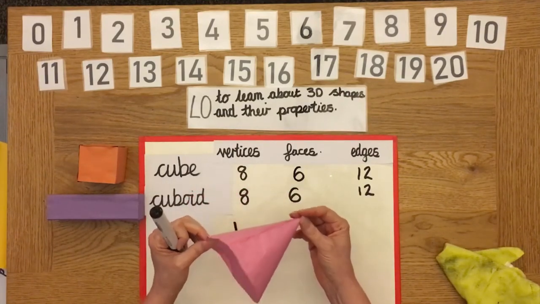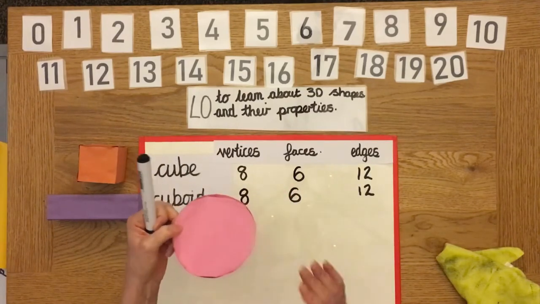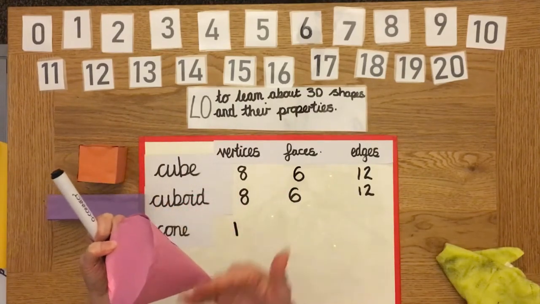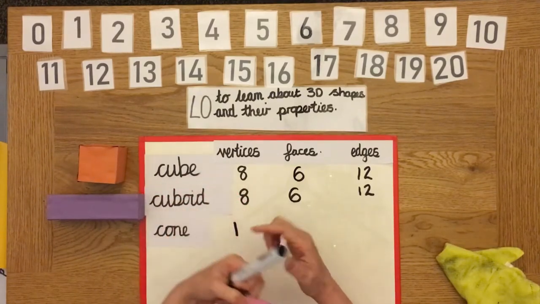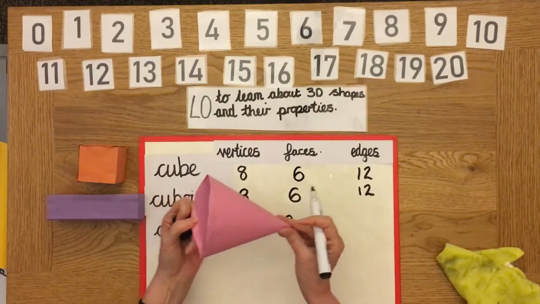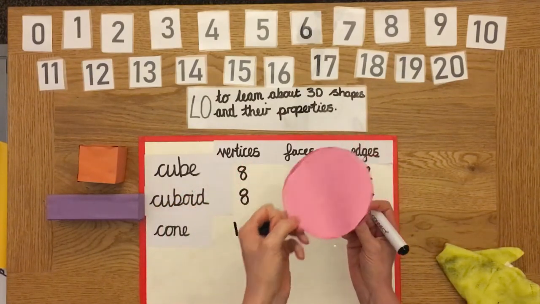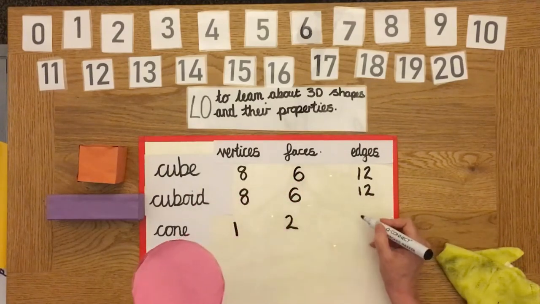Faces. There's 1 on the bottom and 1 on the outside. 1, 2. 2 faces. Edges. Can you see any edges on our cone? Yeah, brilliant. It's this one, isn't it? One that goes all the way around.